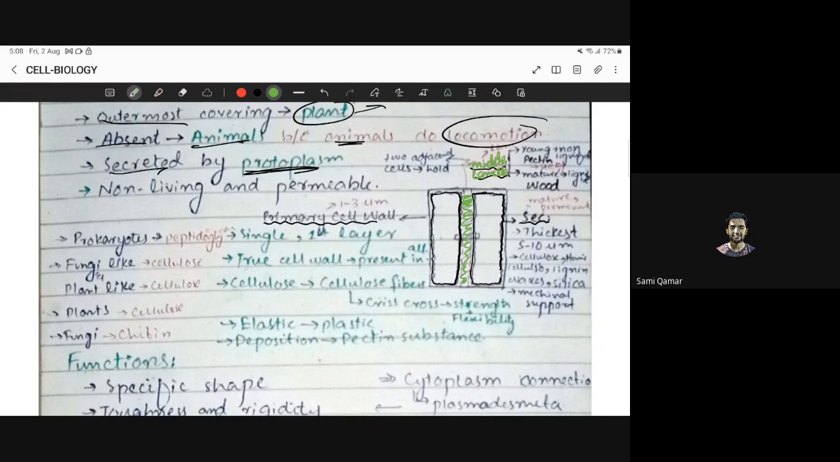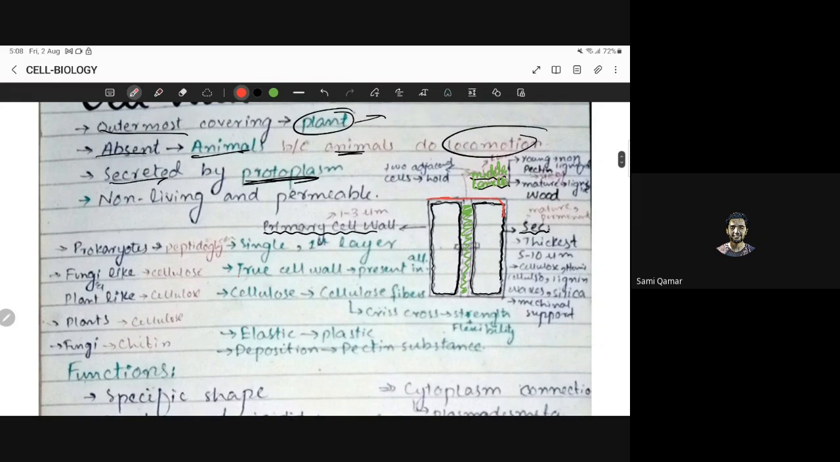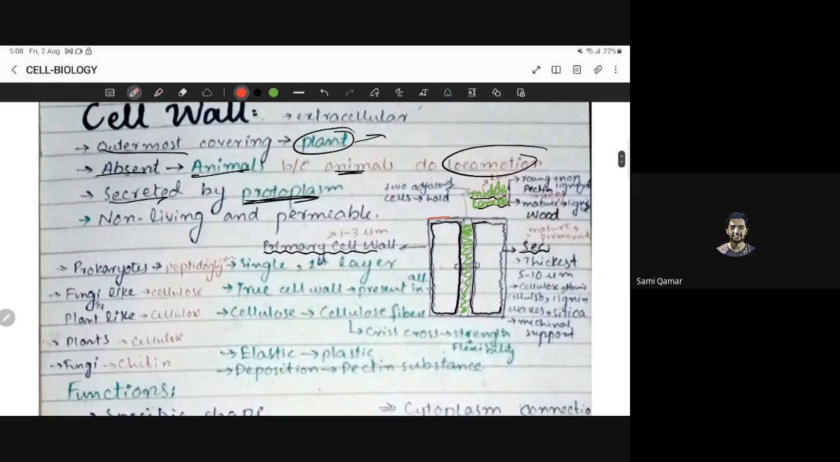Now the second important thing: these two plant cells will be enclosed by this red membrane. This red one is the outermost, and it is known as the primary cell wall. Remember this, primary cell wall. I hope you got this, it is very easy. Black is secondary. The green one is middle lamella, sticking both of the plant cells together.